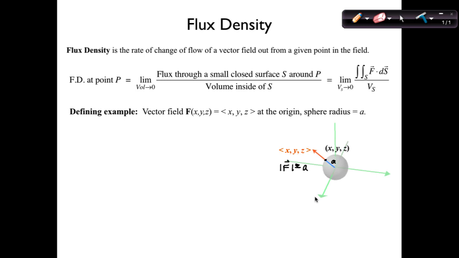Okay, so if we calculate the flux, then we've really got a constant magnitude of F on that whole sphere. So we don't have to integrate to find the flux. We can just multiply, right? How do we define flux? Flux was just F dot S, right?